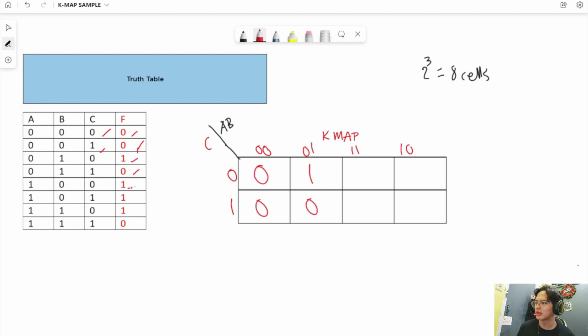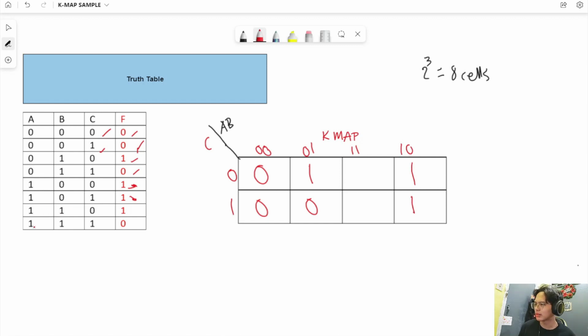So next row, we have 1, 0, 0. Let's find the 1, 0, 0. It is located here, and its functional value is 1. So 1. Next is 1, 0, and letter C is 1. So it is here. Its functional value is 1. So we put 1 here.